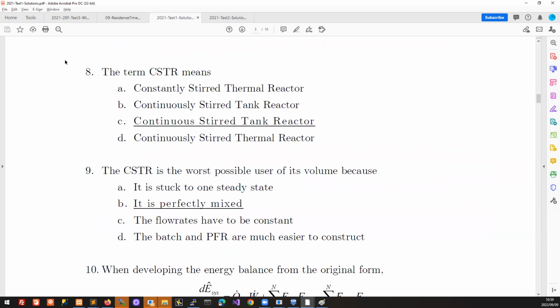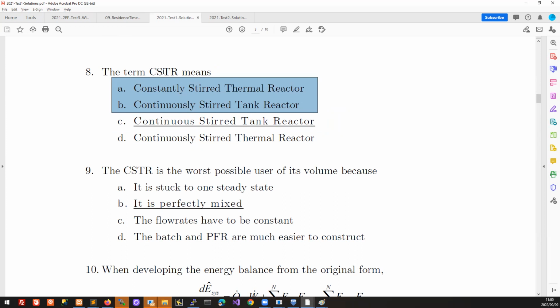Okay, CSTR means, first option, constantly stirred. The reactor might be constantly stirred, but that's not the point of CSTR, right? Continuous stirred tank reactor. So I've just said the answer. This one says constantly stirred, this one says continuously stirred. These two are all about the stirring, and CSTR is not about the stirring.